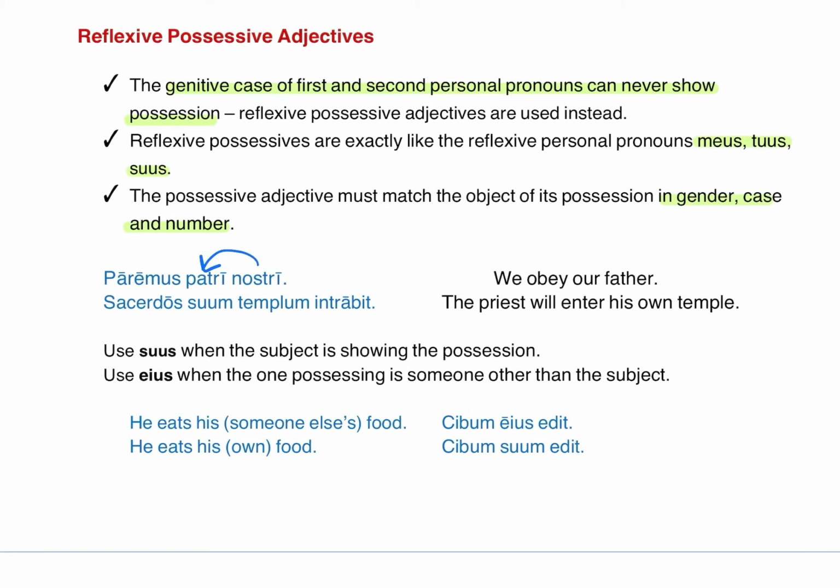Sacerdos suum templum intrabit. The priest will enter his own temple. So suum is describing the temple. Whose temple? His temple. So it has to match in gender, case, and number.